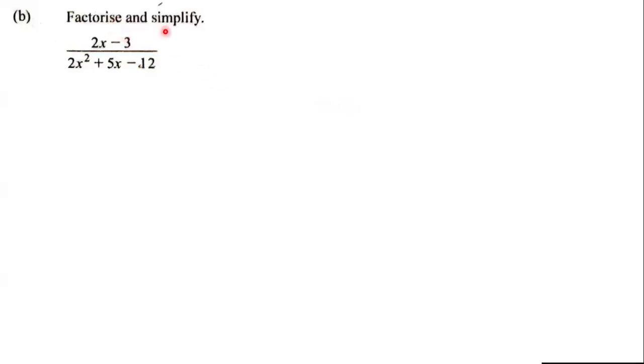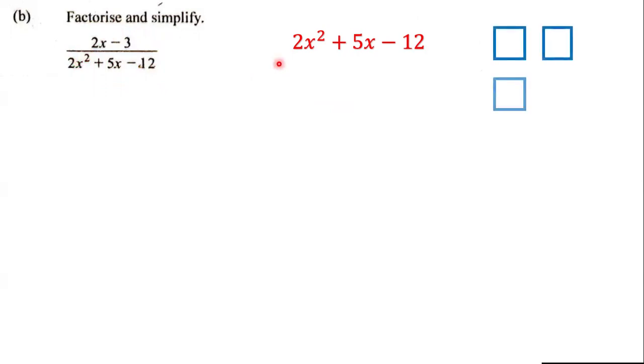Factorize and simplify. Here, our goal is to factorize this algebraic expression. And notice that we have this expression at the bottom. So let's factorize this expression at the bottom. In order to do that, notice that this is positive 5, and notice that this is negative 12.